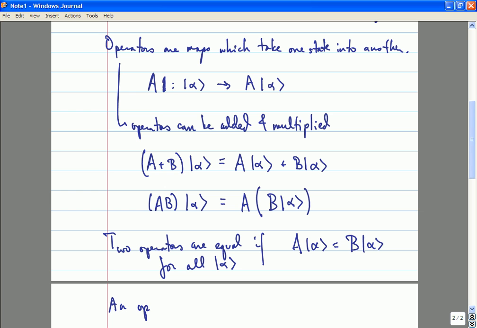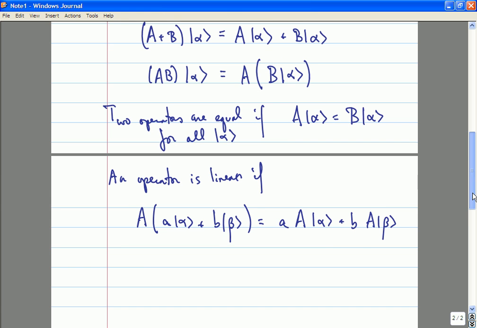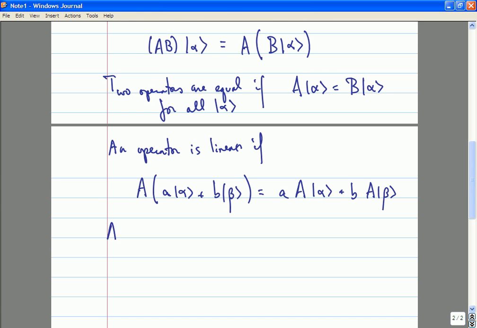An operator is linear if, when you act with that operator on the linear combination a alpha plus b beta, you get, well, the obvious linear thing, a times A acting on alpha plus b times A acting on beta. Okay. However, not every operator that we're interested in quantum mechanics is going to be linear. Some operators will be antilinear.